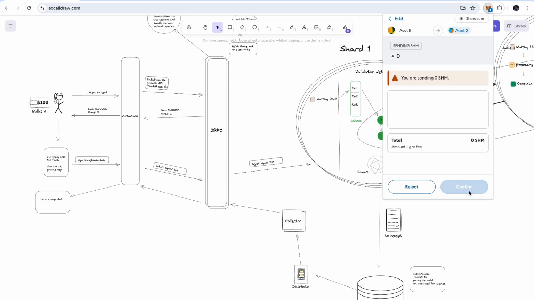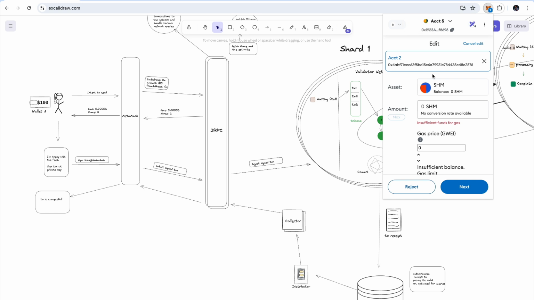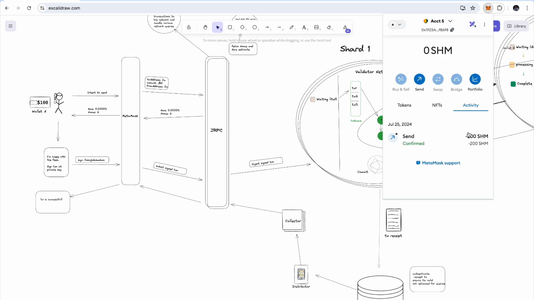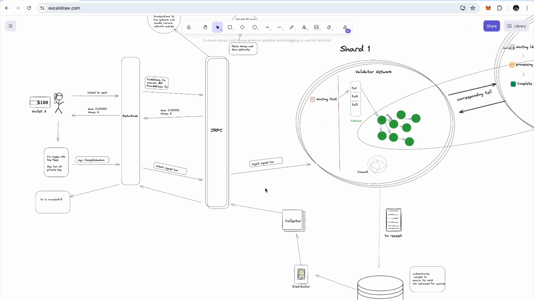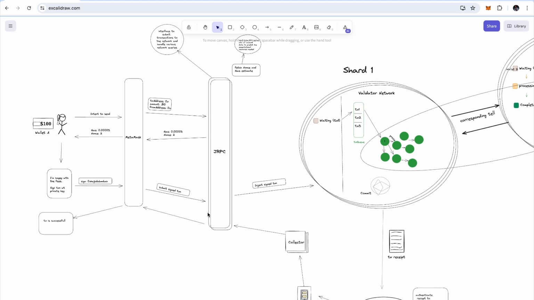You're going to come to this point, confirm the transaction, and what will happen is the transaction will basically get into the validator network. After you've signed it, it gets processed, and at the end, you will see that you have sent money to that account, that amount of SHM token that you sent. And that would be how the life cycle of a transaction typically looks like on Shardeum.